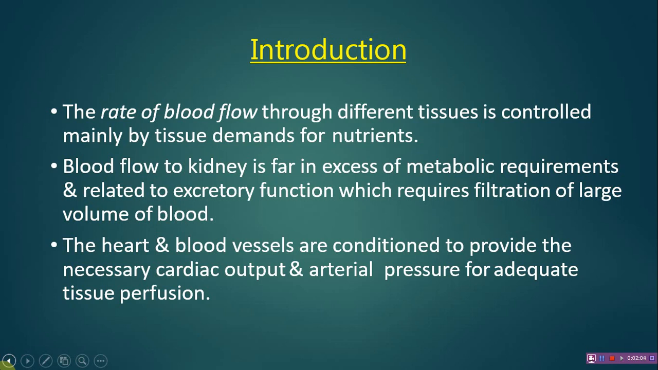Now, before going into the actual discussion, we need to know some basic things. The rate of blood flow through different tissues is controlled mainly by tissue demands for nutrients. Blood flow to the kidney is far in excess of metabolic requirements and related to excretory function, which requires filtration of a large volume of blood. The heart and blood vessels are conditioned to provide the necessary cardiac output and arterial pressure for adequate tissue perfusion.